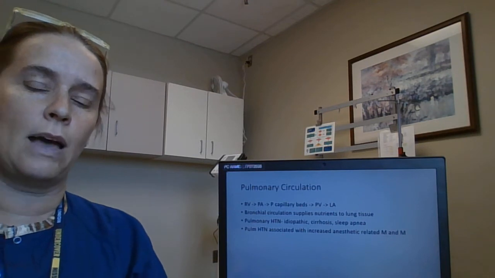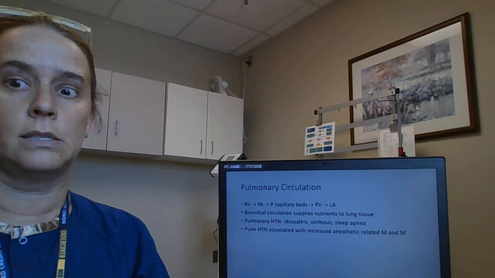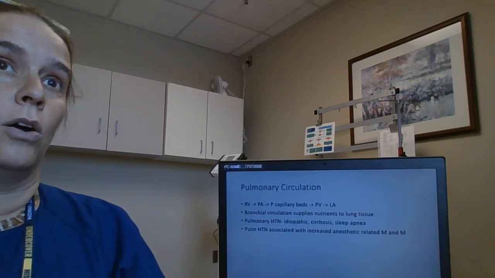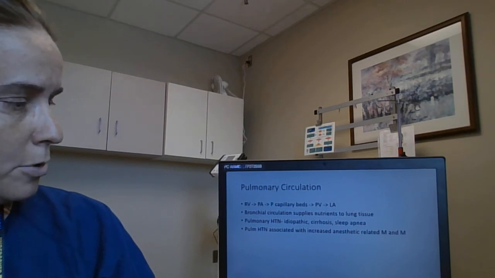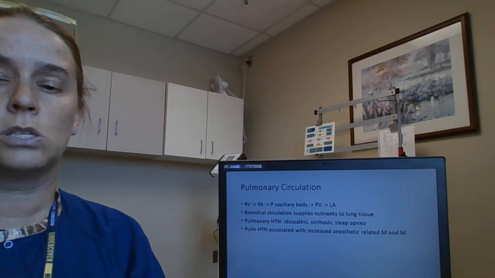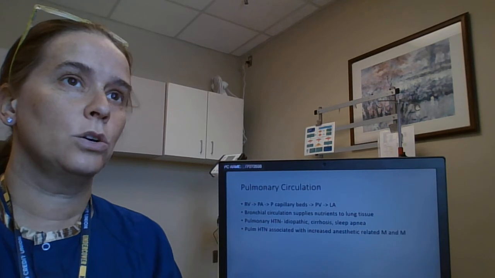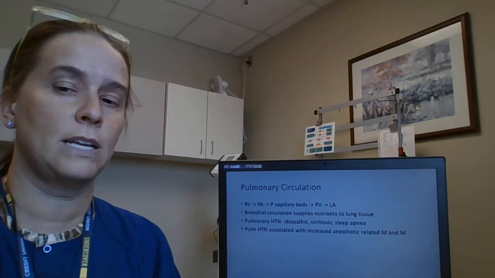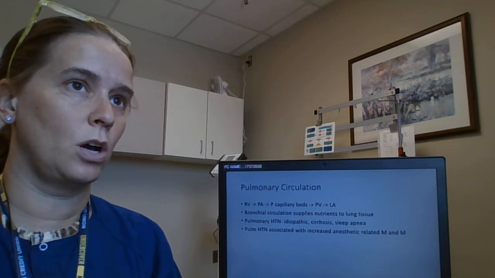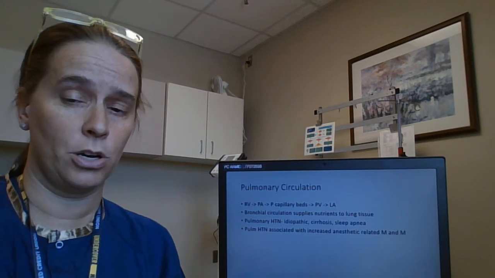And the primary thing that we have to think about with pulmonary circulation in anesthesia is pulmonary artery hypertension. So pulmonary hypertension can be caused by a variety of things, sleep apnea, cirrhosis. It can also be idiopathic, but it certainly is related to increases in morbidity and mortality in and around surgery. So it is something that comes up, and it's often diagnosed via echocardiogram. So you can see the increased pulmonary artery pressures on echocardiogram.